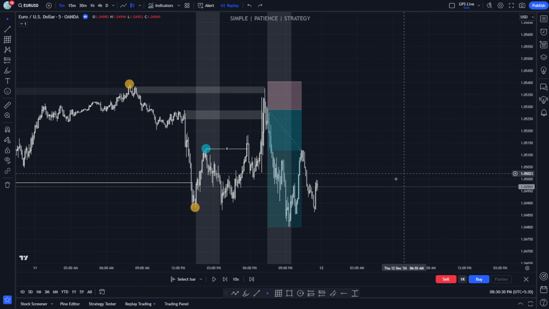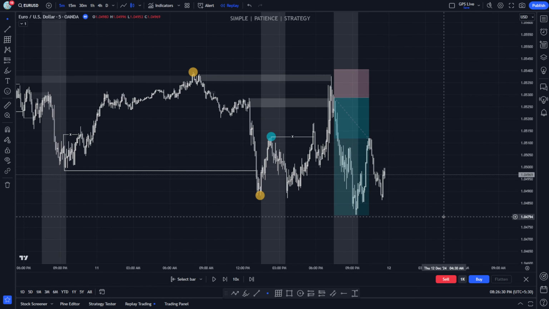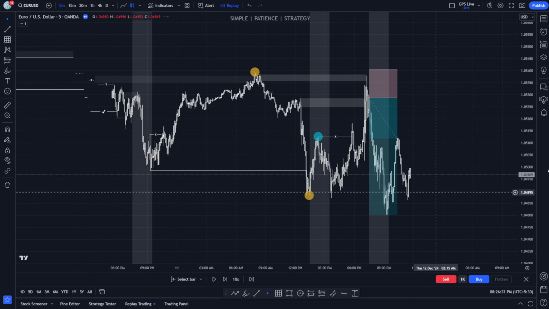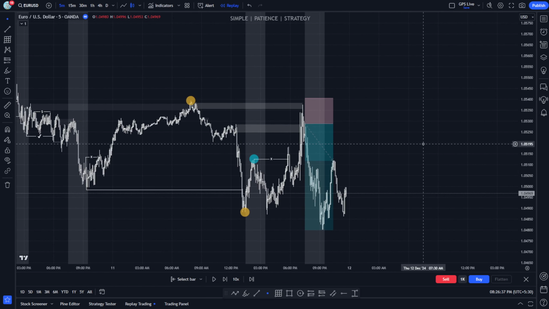So that's how you use the Fibonacci properly in the market. It's a very simple concept, right? But people are complicating it. But now you know. So I hope this was of some help.